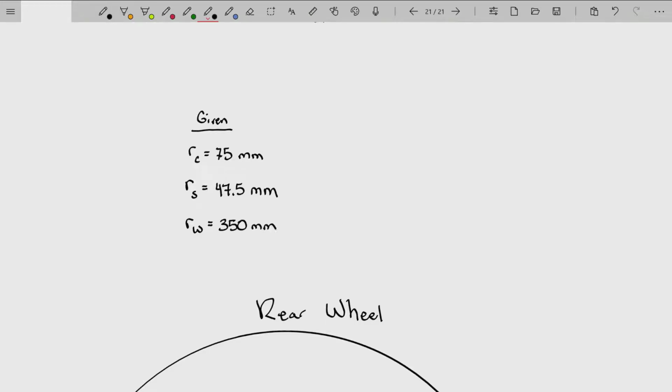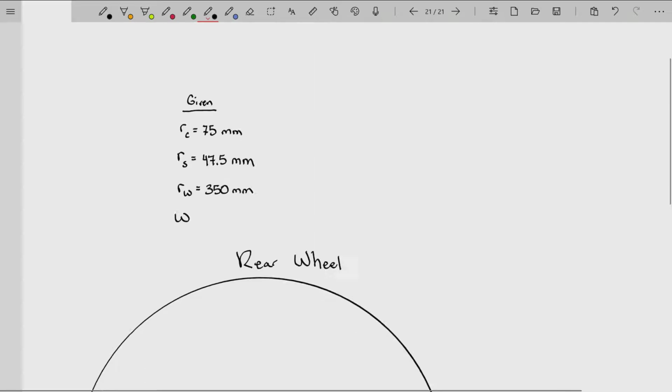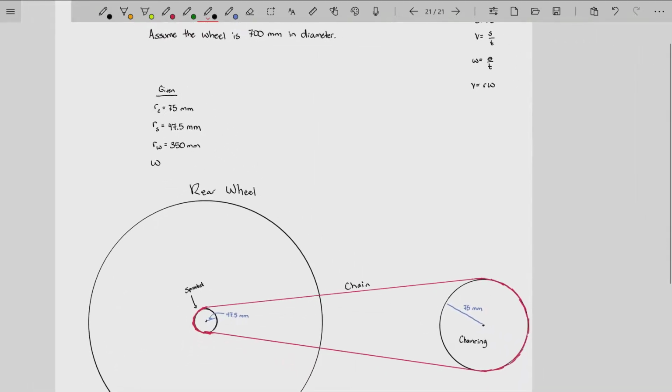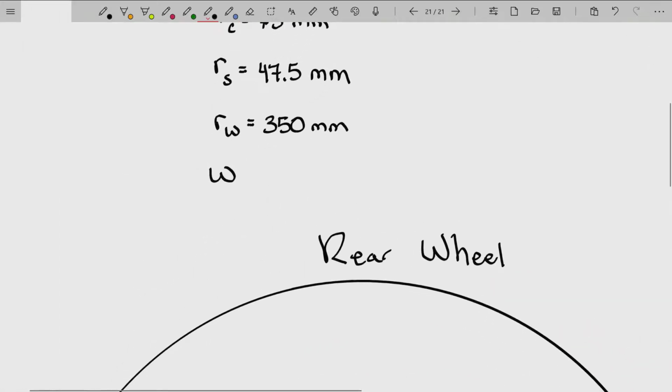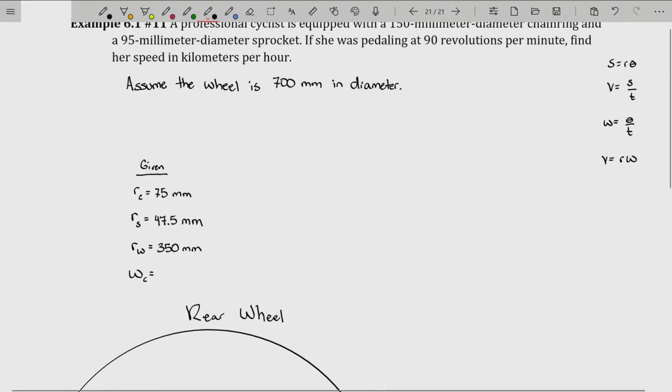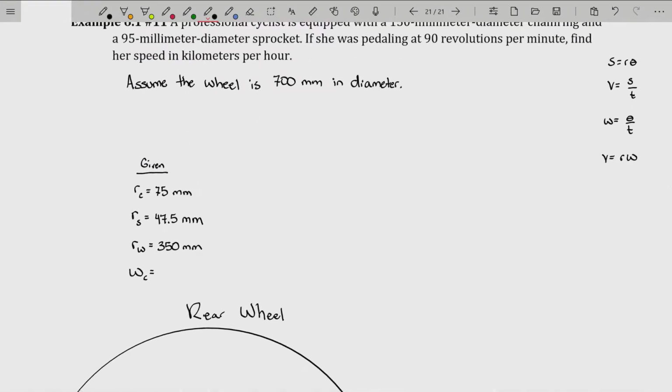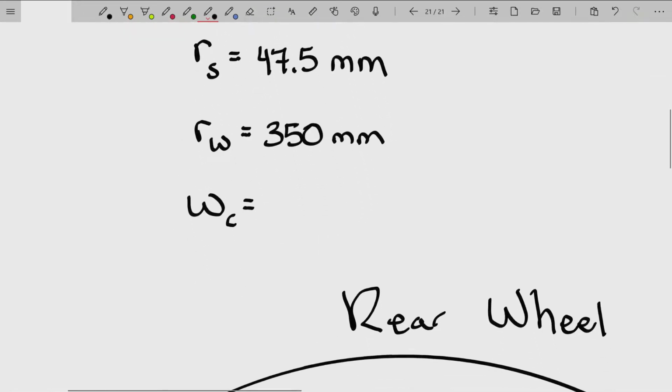millimeters. And then we were also given the angular velocity, how quickly the angles are moving for the chain ring, because that's what the pedal is attached to. It's attached to this chain ring. And this cyclist is spinning that chain ring around at an angular velocity of 90 revolutions, let me just double check that, per minute. 90 revolutions per minute.